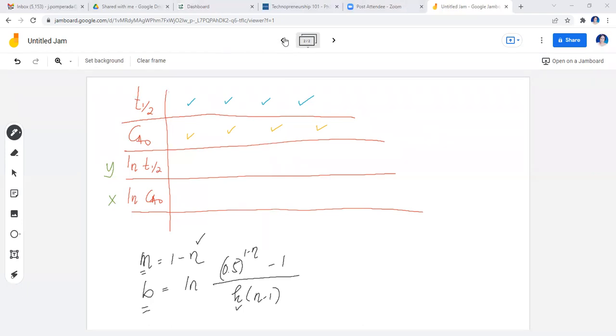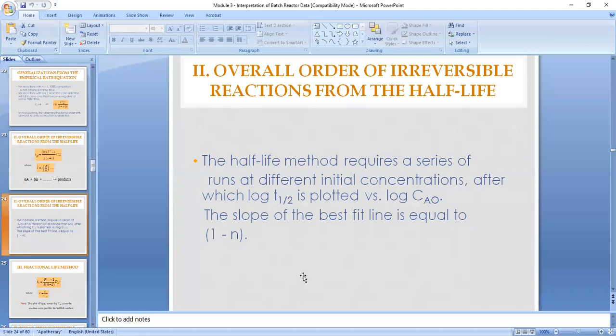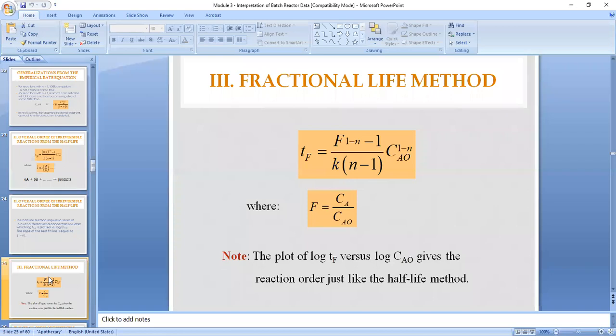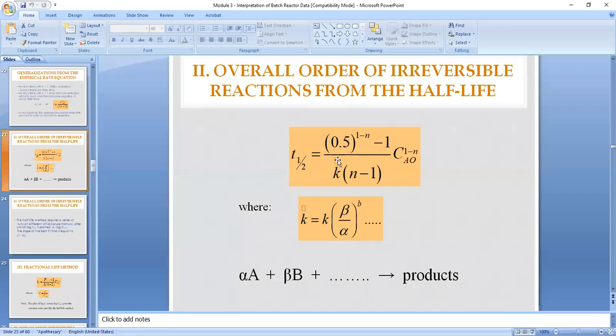And that's it. If you're given a set of data that is half-life and initial concentration, this is how you're going to find the order of the reaction from the slope of the best fit line. Okay? Now, another method is the fractional-life method. It's really comparable to the half-life method that is shown here.